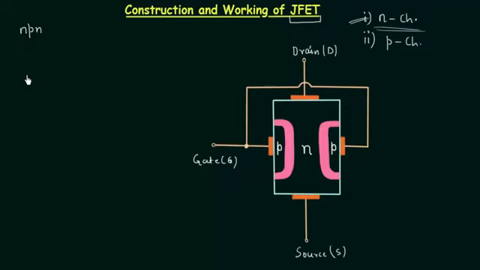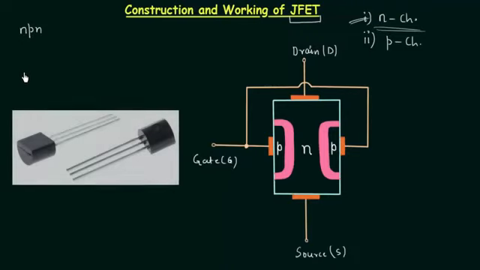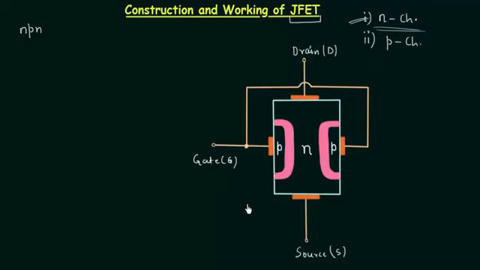Like BJT, JFET is also a 3-terminal device, and when you see the physical JFET, you will find it has 3 legs like BJT, and the construction is the same as BJT. In case of junction field effect transistors, there are 2 PN junctions. The first PN junction is formed between this P-type material and the N-type material, and the second PN junction is formed between this P-type material and the N-type material.